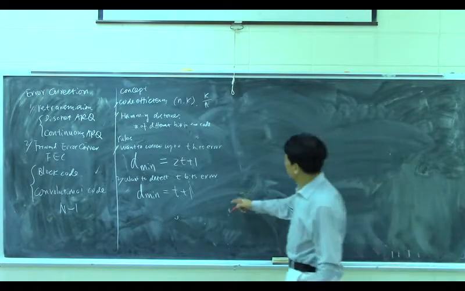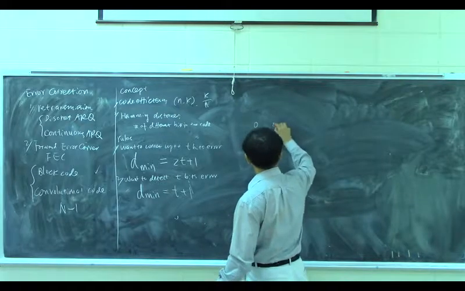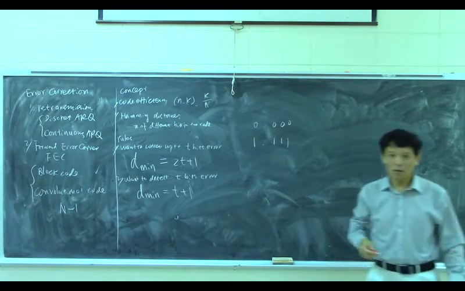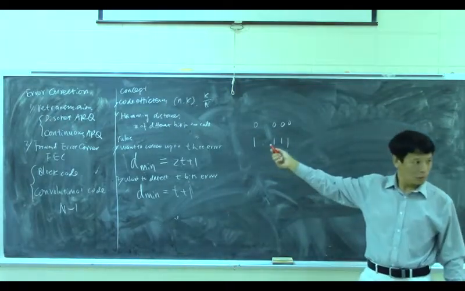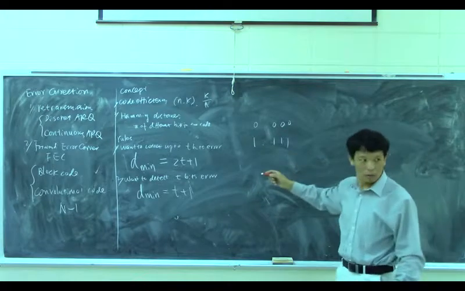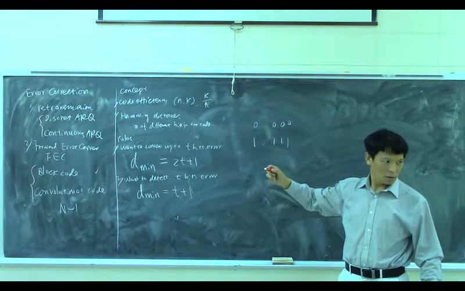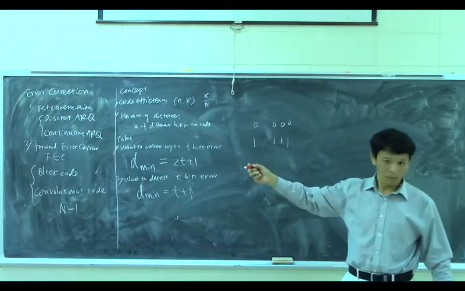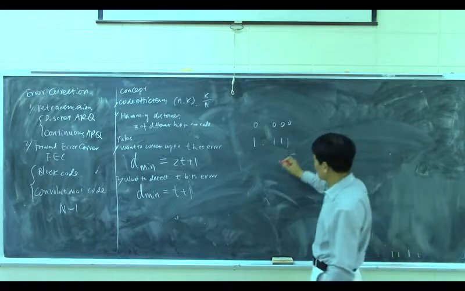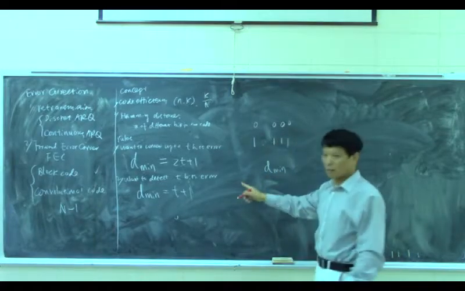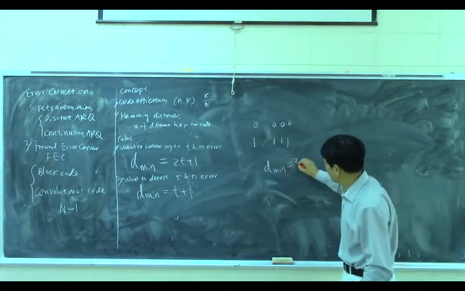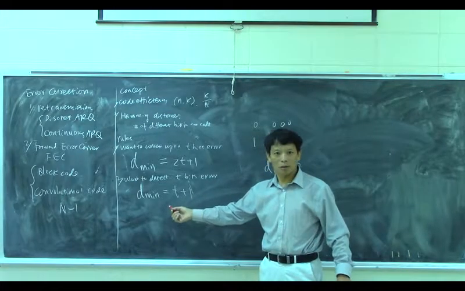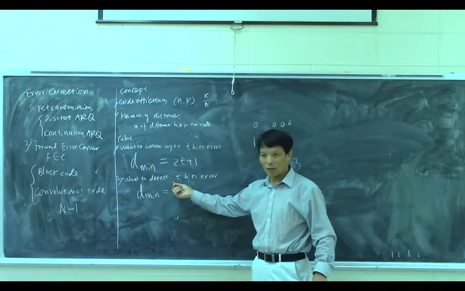Let's see this. If the code is again like this, for 0 we have 0, 0, 0, and for 1 we have 1, 1, 1. What's the distance between these two codes? It's 3. We have only 2 codes, so there's only one distance. The minimum distance d equals 3. Plug into here, what is t? t equals 2. What does that mean? That means we can detect 2 bits of error.